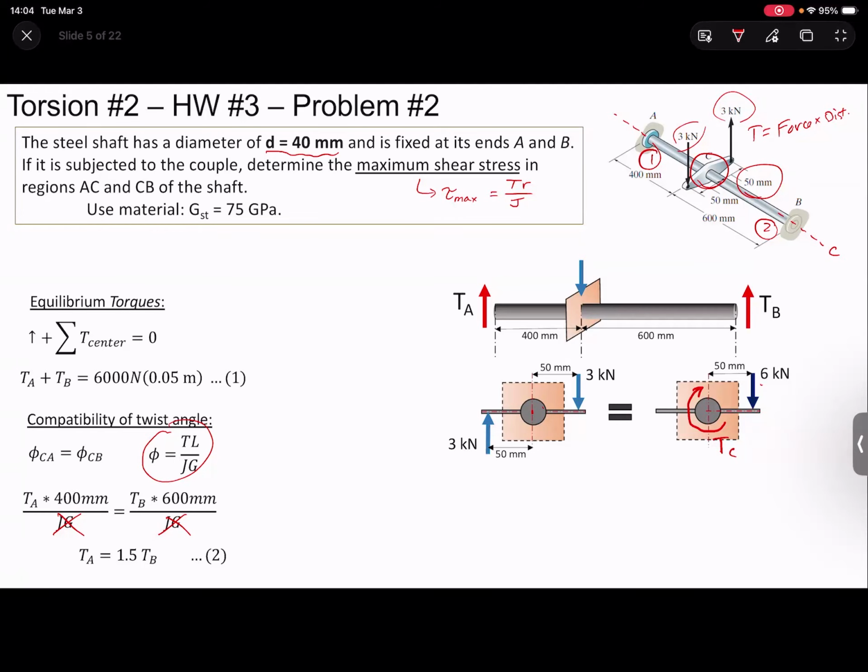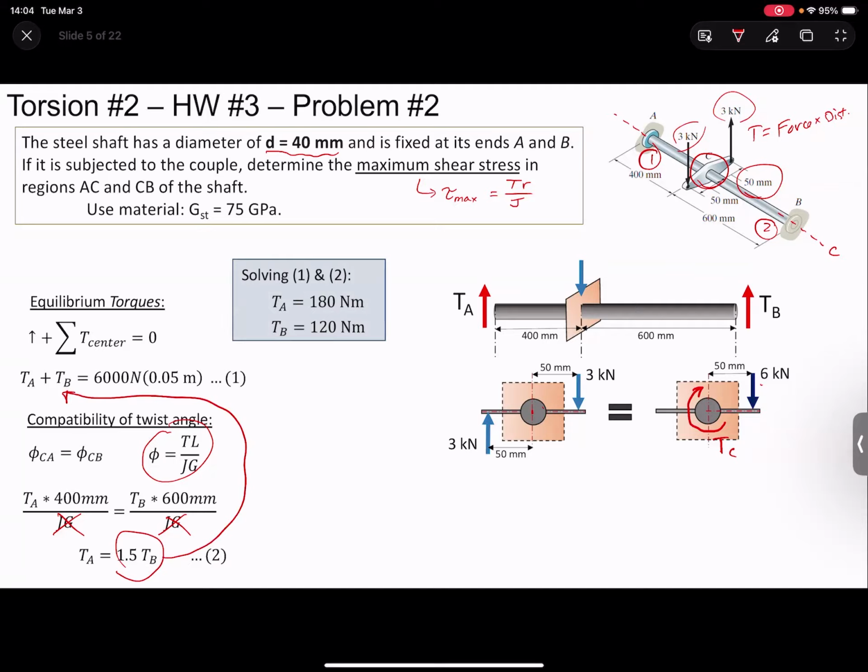So again, you probably could have done that math out by taking J times G and 400 millimeters, dividing that, but that will waste a lot of time during the exam. So if you keep it in algebraic form, you can cancel some of those values out. Okay, so now we have these two equations and we can solve them for each other, right? Just plug in this right here, and then boom, we can get TA. And then once we solve for TA, then we can solve for TB.